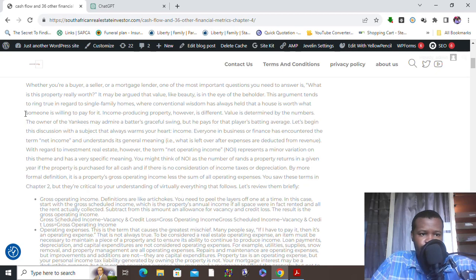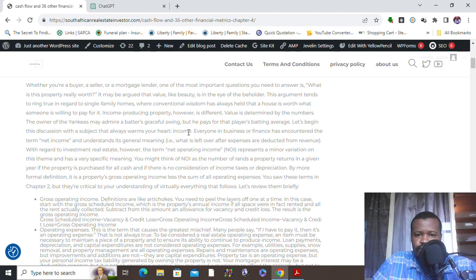These arguments tend to ring true in regard to single family homes, where conventional wisdom has always held that a house is worth what somebody is willing to pay for it. Income producing property, however, is different. Value is determined by the numbers. The owner of the Yankees may admire a batter's graceful swing, but he pays for what the batter's batting average is. Let's begin this discussion with a subject that always warms your heart: income.